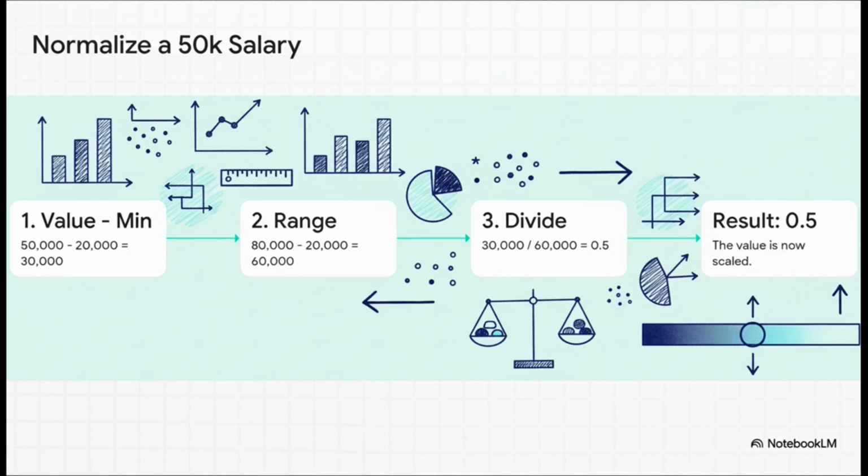Step 2, we figure out the total range of all salaries, which is $60,000. And finally, step 3, we just divide the two. $30,000 divided by $60,000 is 0.5. And there you go. The normalized value is 0.5, placing it smack dab in the middle of our new 0 to 1 scale. Simple as that.